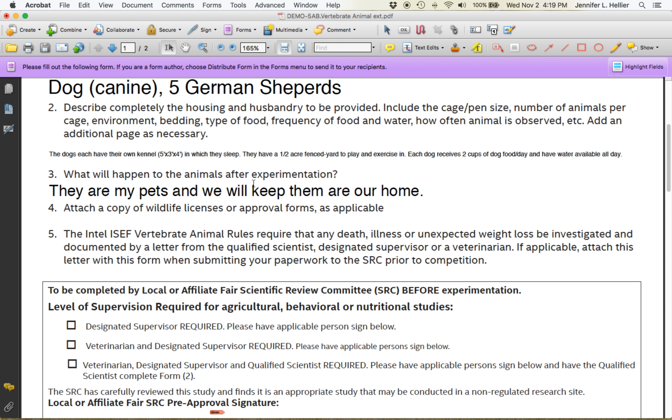What will happen to the animals after experimentation? It is very important to note that you are not allowed to euthanize or kill the animals. So for these, they are their pets and we will keep them at our home.